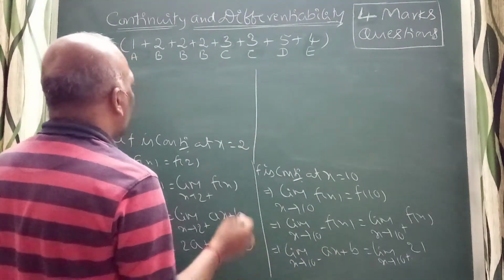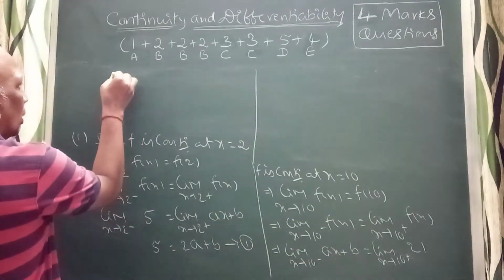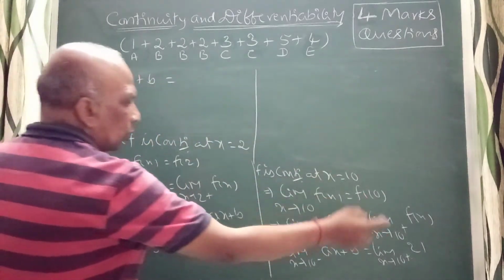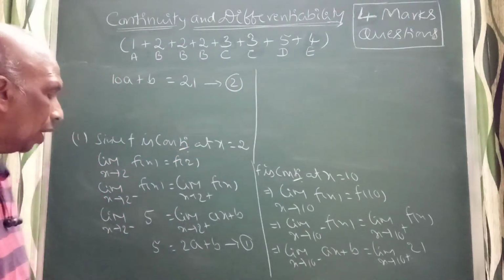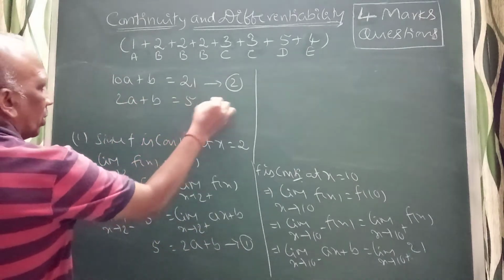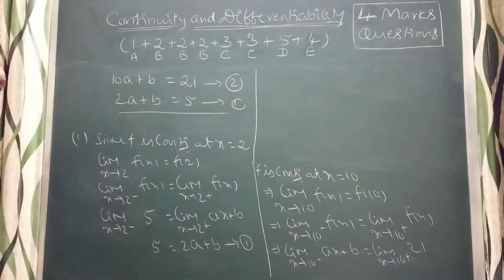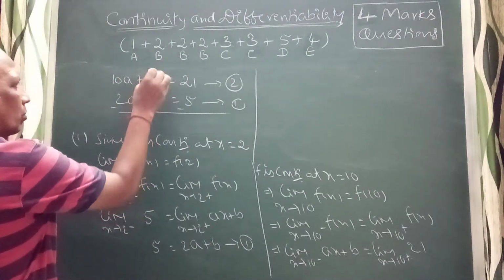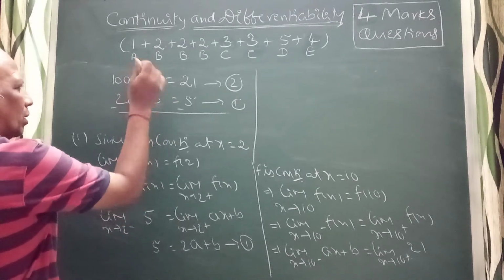After finding this, I can write here limit x tends to 10 of ax plus b, again 10a plus b. We substitute the limit, which is equal to 21. This is equation 2, and I have equation 1: 2a plus b is equal to 5. Solving these two equations, I can subtract this, and b I can eliminate, right? Plus b minus b, I can eliminate this.